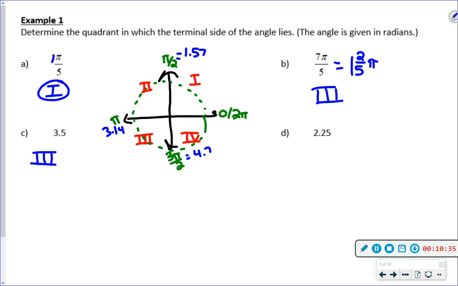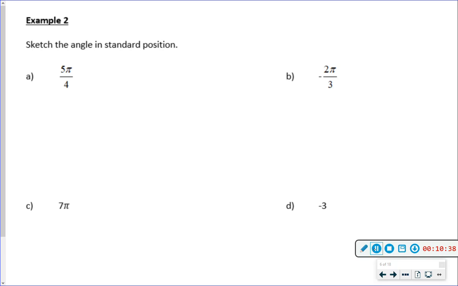Quadrant 2. I see you holding up a 2. So dramatic. The only thing that's really going to change here, and it's just a little more obnoxious, is that you have to actually draw the angles. Besides just telling me which quadrant it is in, we're actually going to draw the picture for each one of these. Oh, and a negative. Good. Okay, good. All right.